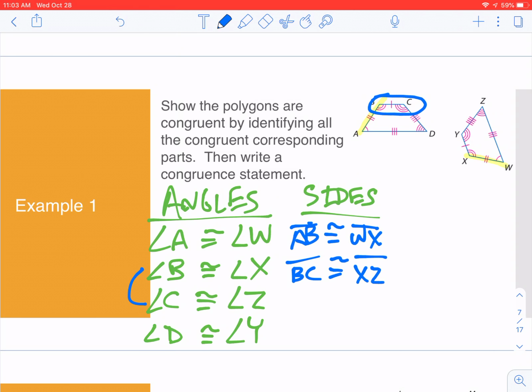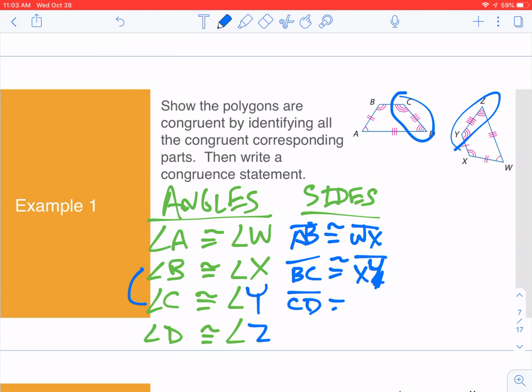oh, I made a big mistake here. I've got to go back over here and change these. This is Y and this is Z. So it's going to be XY. Sometimes it's hard to see the 3 and the 4. Okay, so Y actually has 3. Z has 4. And then I'm going to go to side CD. Here's CD, 3 to 4. And that goes with YZ.